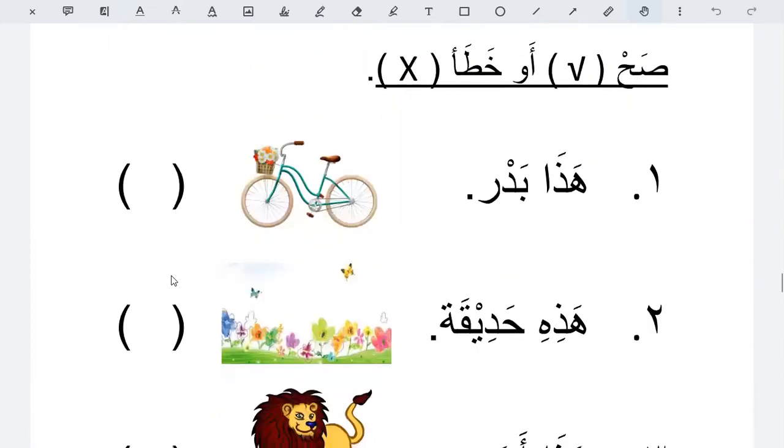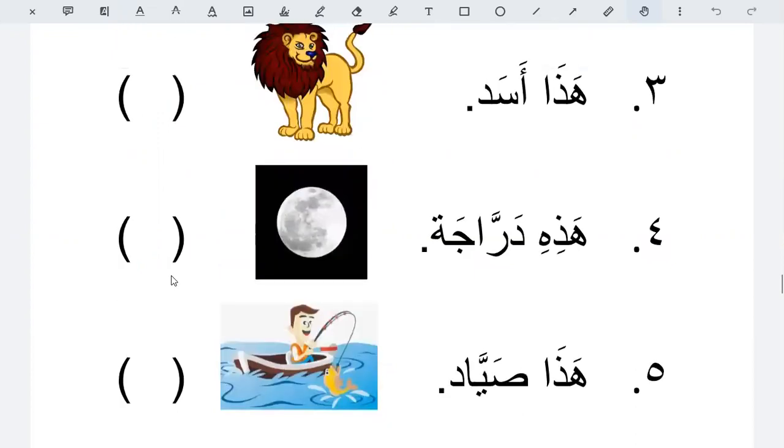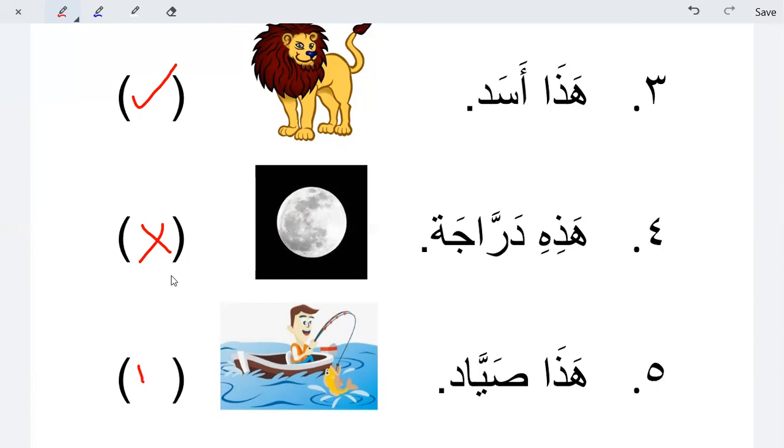Latifa. Haza Badar. This is a moon. Wrong. Hazihi Hadika. This is a garden. Correct. Haza Asad. This is a lion. Correct. Hazihi Daraja. This is a rooster. Daraja is wrong, it means bicycle. Haza Sayyad. This is a hunter. Correct.